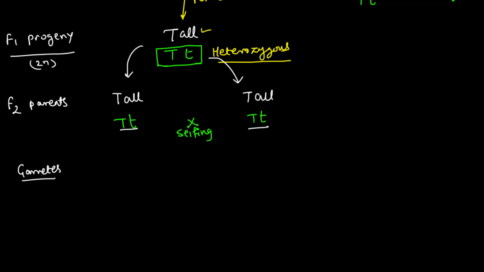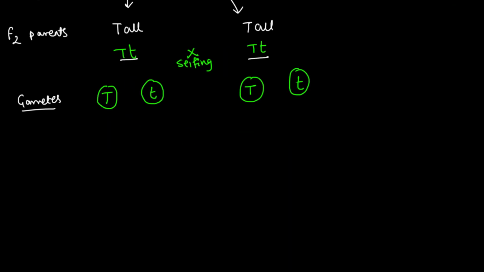That is, each of the gametes is going to contain only one type of allele. So based on that, the gametes can contain capital T allele or small t allele. Similarly, on this side also it can contain either capital T or small t allele, but never both.